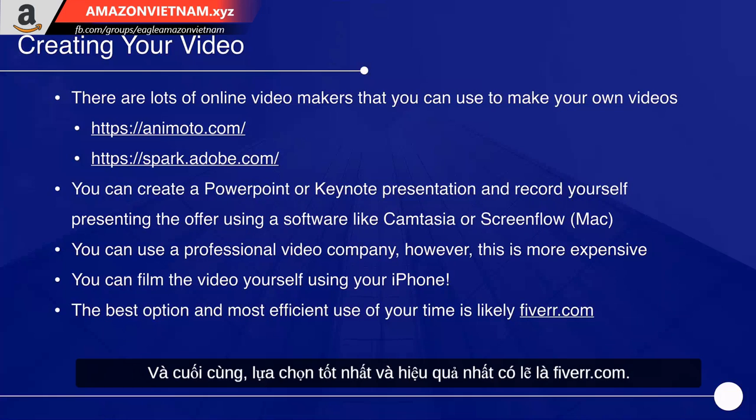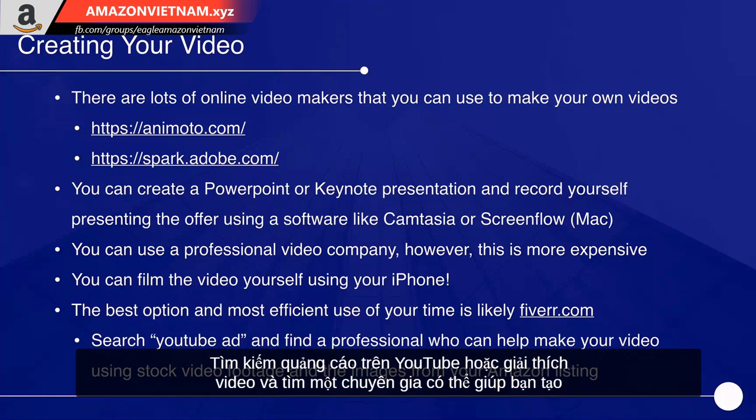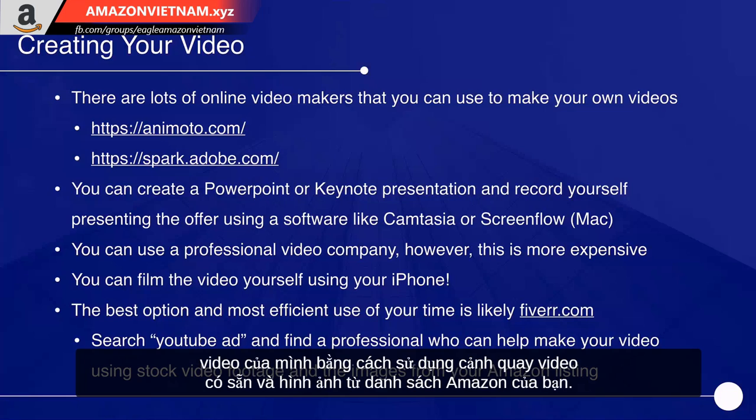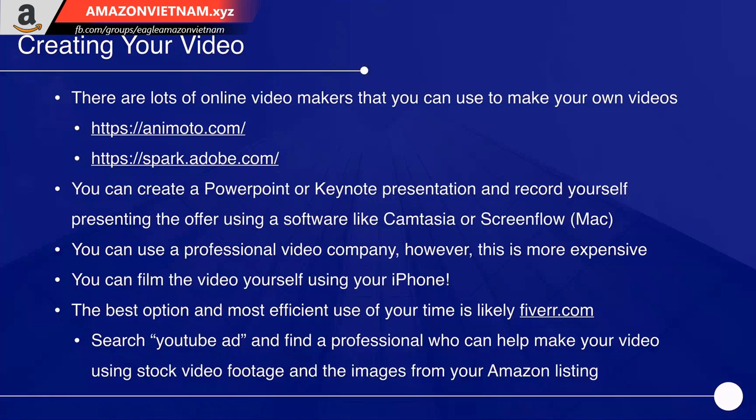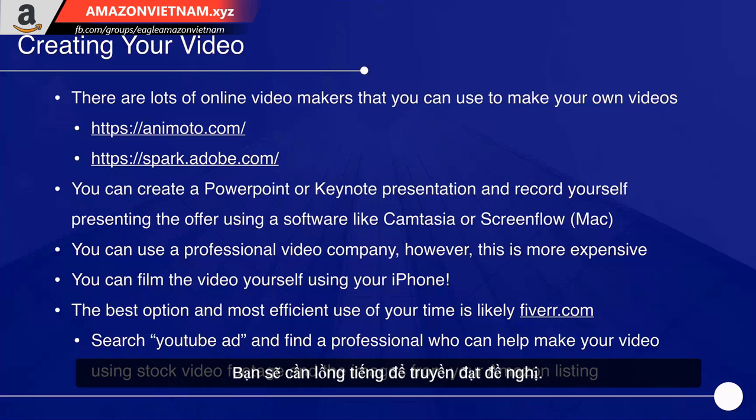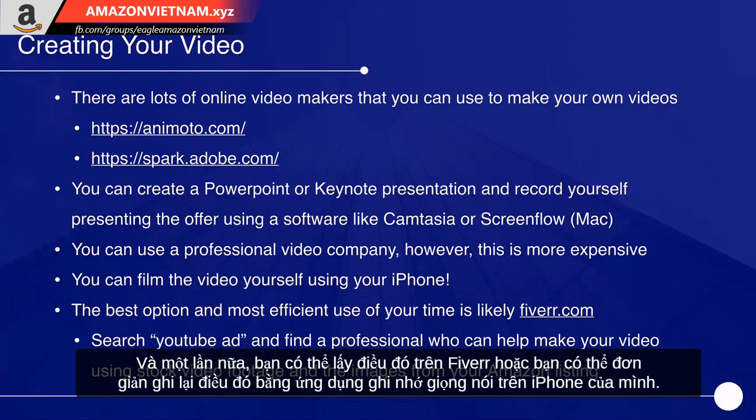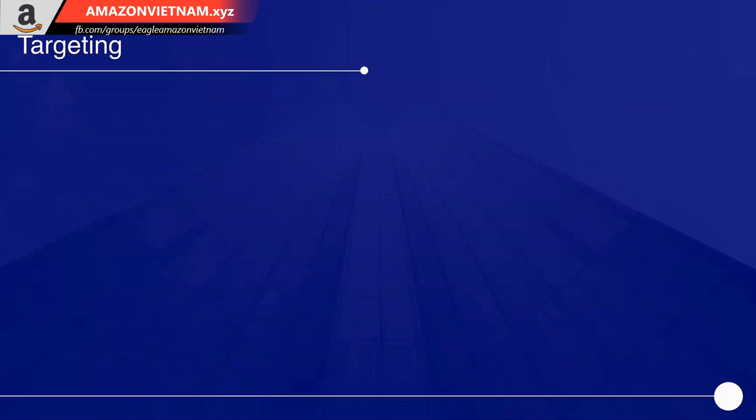And lastly, the best option and most efficient is probably Fiverr.com. Search for YouTube ad or explainer video and find a professional who can help you make your video using stock video footage and the images from your Amazon listing. You will need a voiceover to communicate the offer, and again you can get that on Fiverr, or you can simply record that yourself using the Voice Memos app on your iPhone.